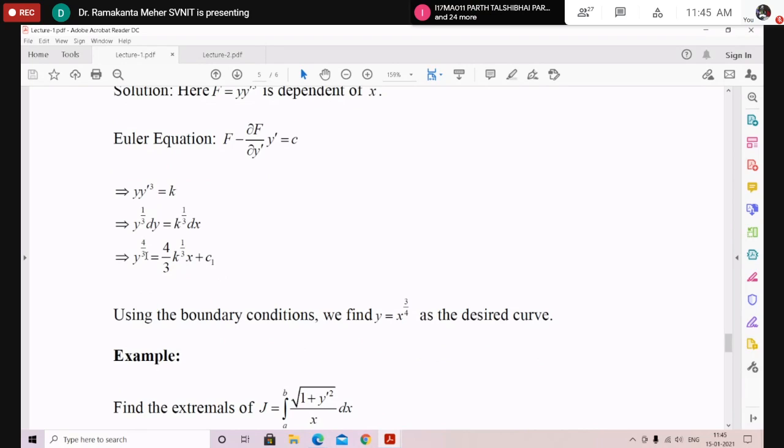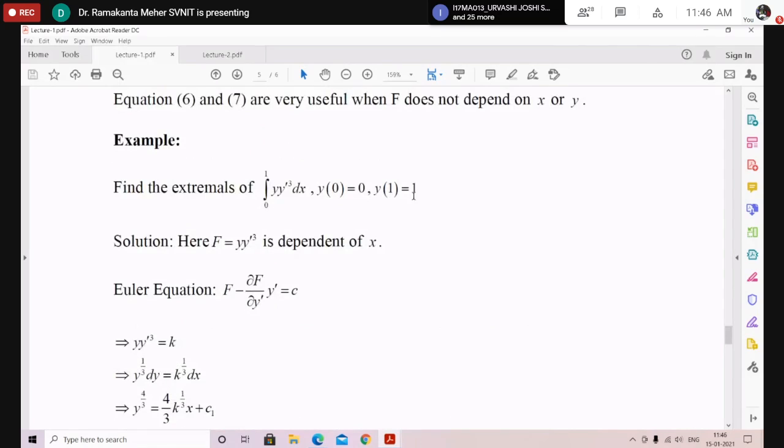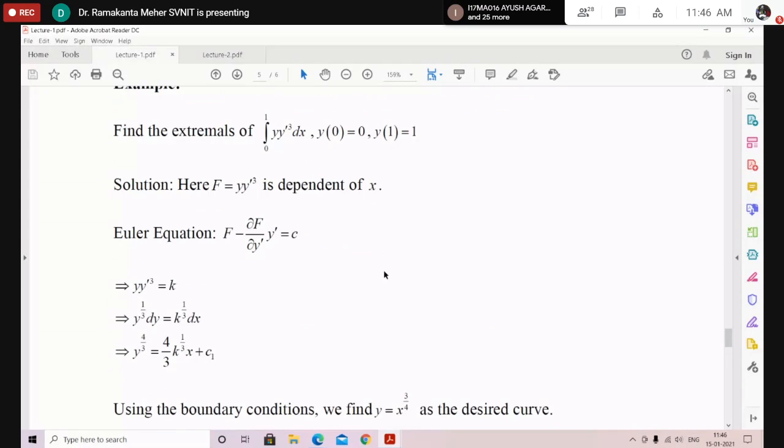y to the power 4 by 3. And on the right hand side, we can write 4 by 3 k to the power 1 by 3 x plus c1. Since there are conditions here, y of 0 equal to 0 and y of 1 equal to 1, we can find out the extremals, either maxima or minima, of this variational problem.